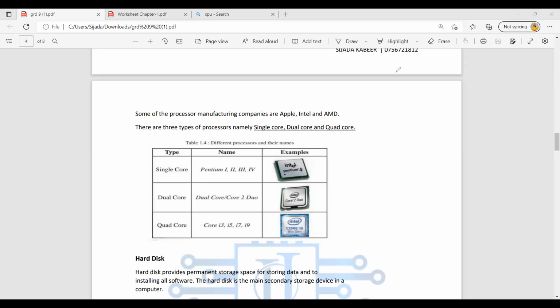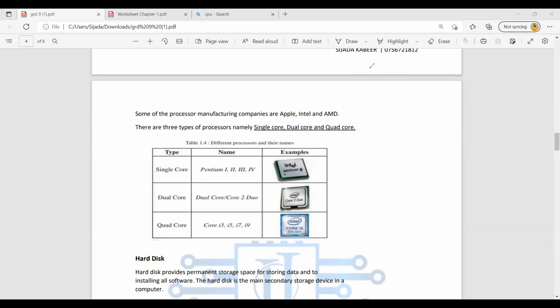Yeah, okay, so single core, dual core and quad core. Now, I'm running a lot of tasks on my computer right now. My Zoom is working, my Google Chrome is working and Microsoft Edge is working. So many things are running, right? So if you're using a single core processor and you open more than one task, the computer will get slow.